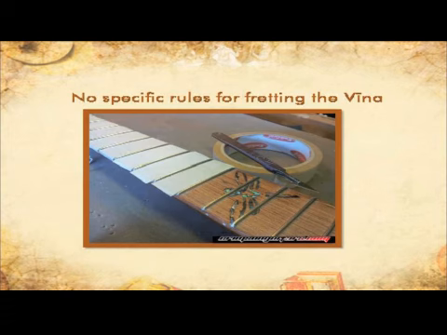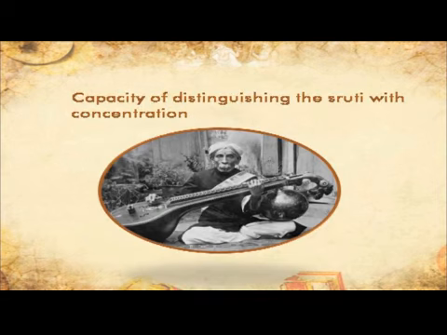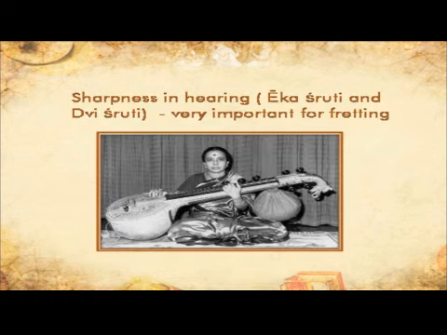No specific rules are laid down for fretting the veena. Since our music is based on just intonation, the frets are fixed by ear, based on a trial and error method. The capacity of distinguishing the shruti, along with concentration and sharpness in hearing the distinction between, say, ekashruti and dvishruti, is very important for veena fretting.